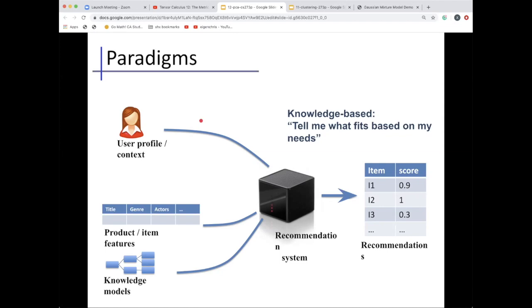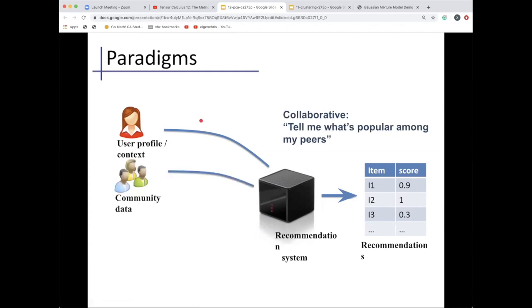In that case, what the algorithm typically does is build a knowledge graph first. The knowledge graph tells you the relationship between different products. Now if you bought product A before, and based on the knowledge model I know that B is closely related to A, I can recommend B to you. So that would be a knowledge-based model. There's another methodology here, called collaborative filtering.